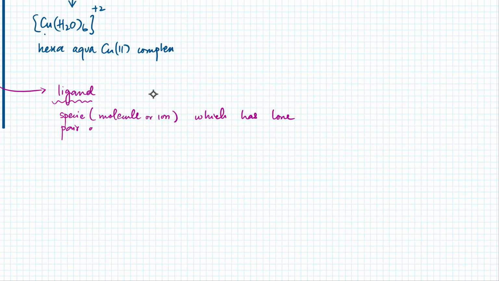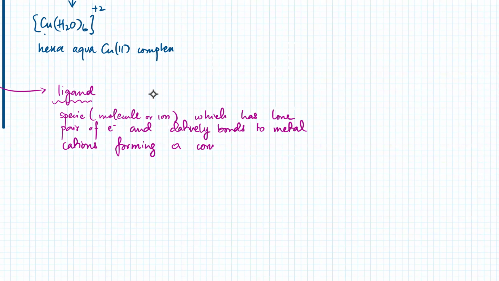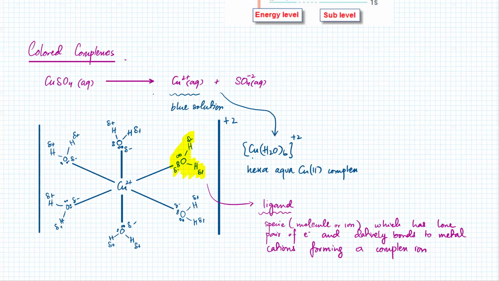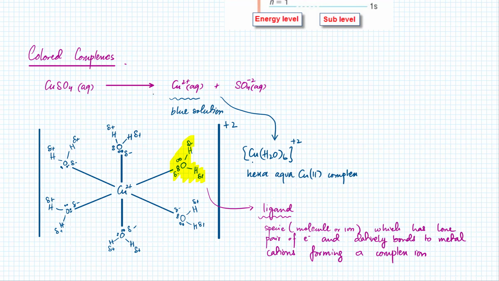So a ligand has a lone pair of electrons and datively bonds to metal cations. As a result, they form a complex ion. Again, the definition here is important. They're going to ask you to draw this, to name the color of this, and to identify what the ligand is, what the definition of a ligand is, and what the definition of a complex is, by the way.